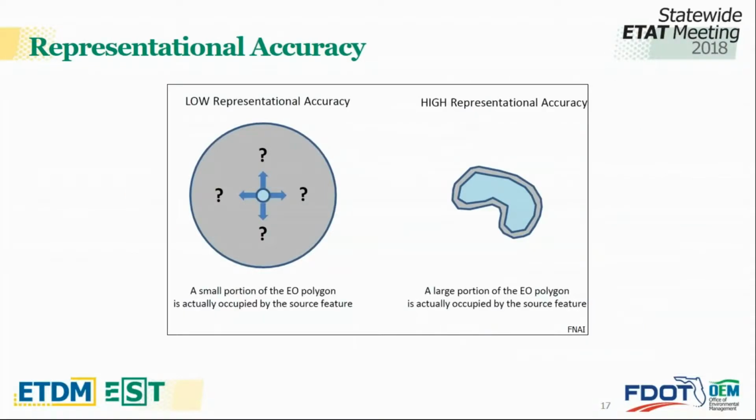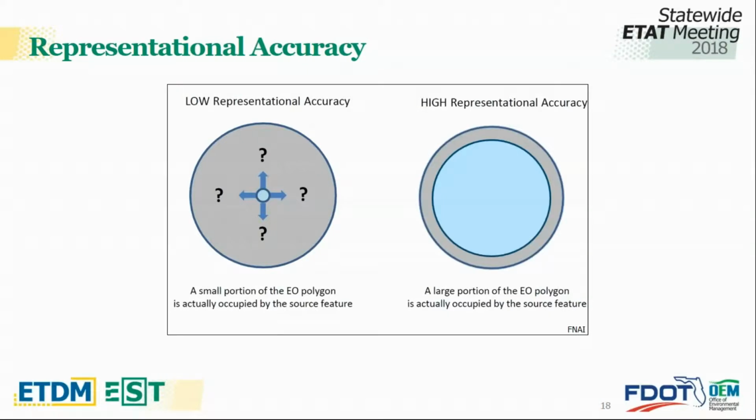The other important thing to consider is representational accuracy. Representational accuracy is an estimate of the proportion or percentage of the polygon that is actually occupied by the observed feature. It is not a measure of density, it is a measure of spatial accuracy. So a way to figure out how much of a shape is a buffer versus an observed area is to look at the representational accuracy percentage in the metadata.